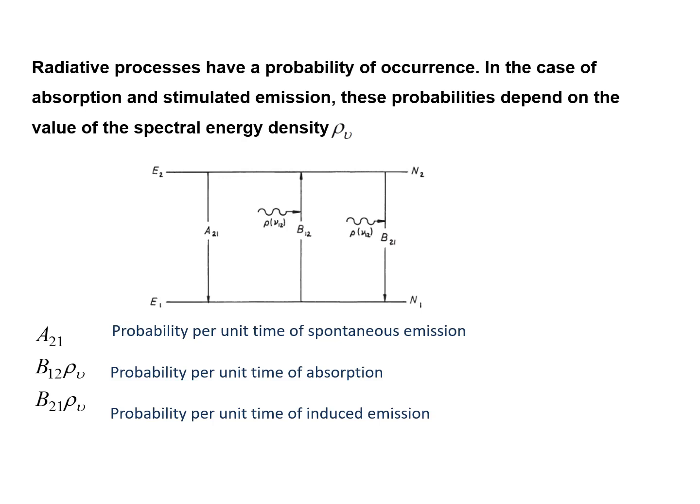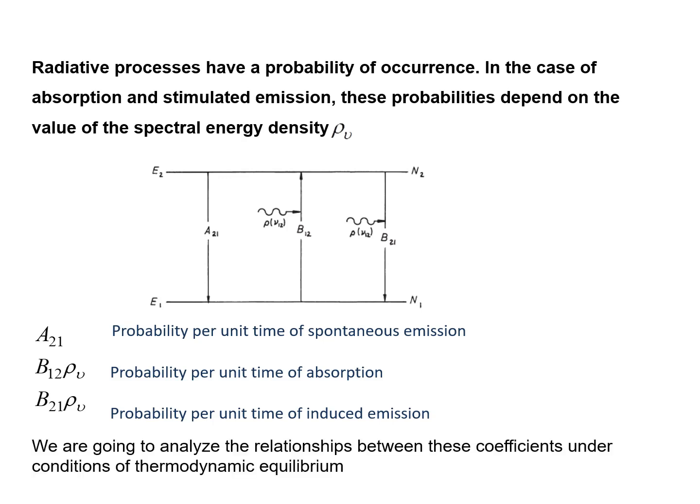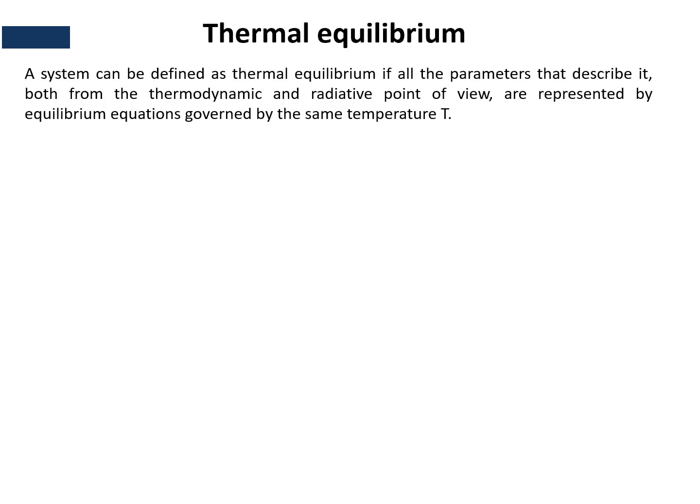in a plasma whose atoms or molecules are in thermodynamic equilibrium, it is possible to establish the relationships between the Einstein coefficients. Therefore, we must first establish under what conditions a plasma is in thermodynamic equilibrium. We can say that a plasma is in thermal equilibrium if all the parameters that describe it, both from a thermodynamic and radiative point of view, are represented by equilibrium equations governed by the same temperature T.